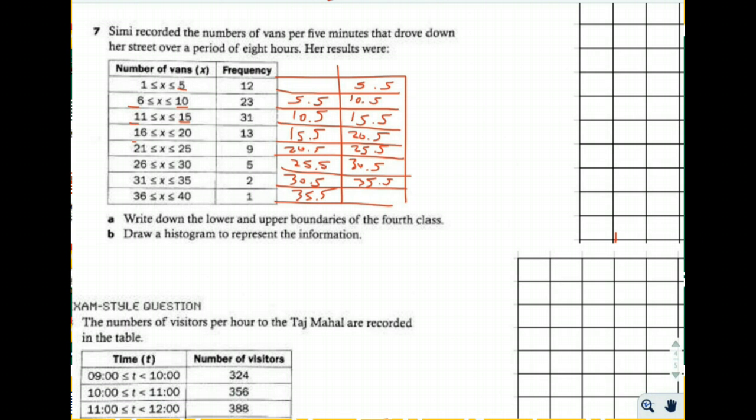And then you notice that the width of these classes is 5, because if you take any of these right numbers and subtract the left number, you get 5. So this would be 40.5. And this would be 0.5. Okay, so we now have the lower boundary and upper boundary for each class, which they asked us for here. They actually asked for the fourth class, so that would be 1, 2, 3, 4. It would be that one. Draw a histogram to represent the information.